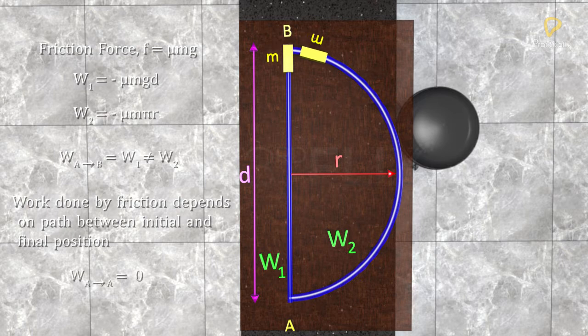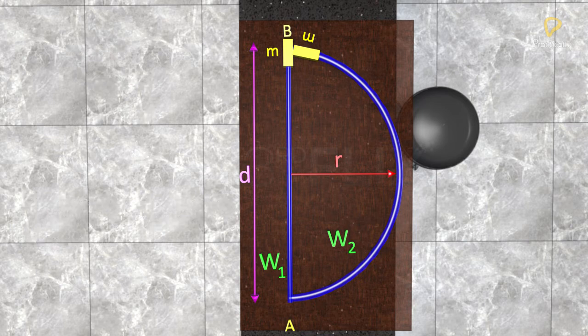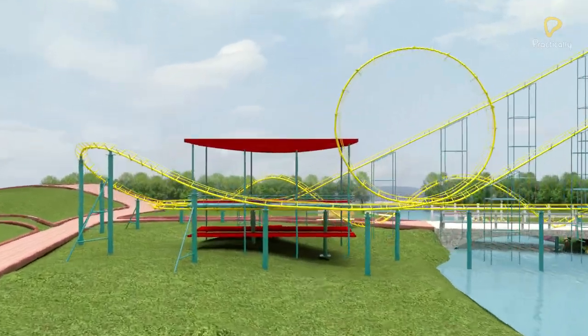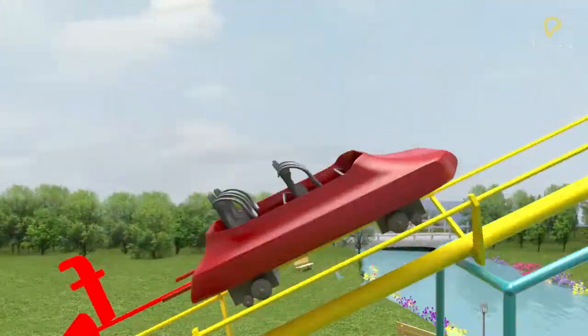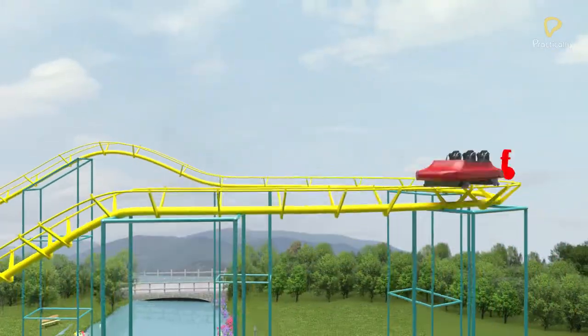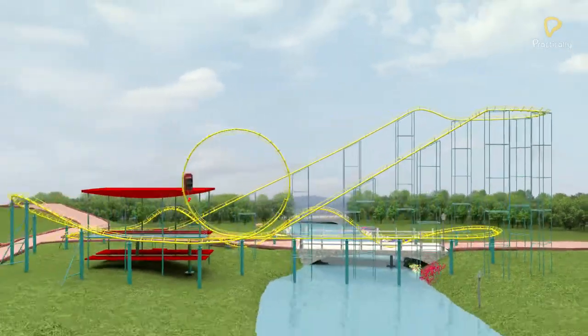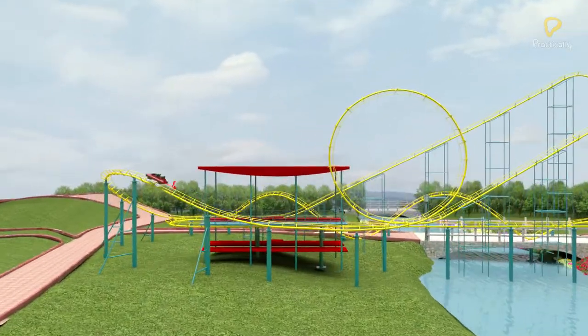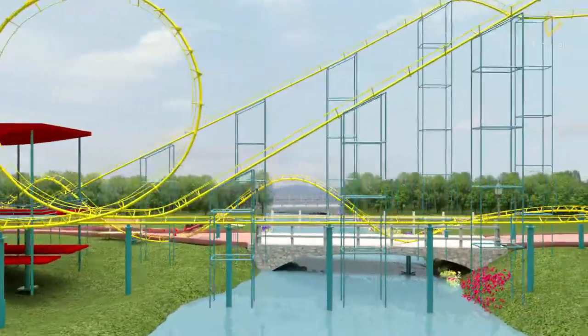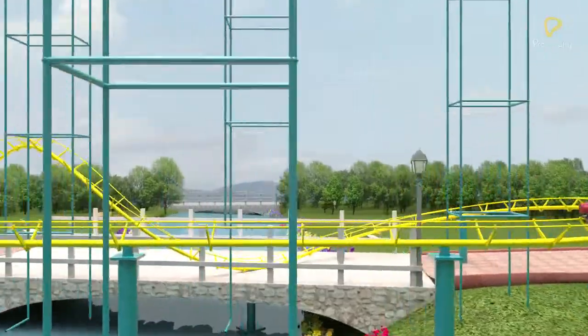Irrespective of the path taken to bring back the object to point A, total work done in the roundabout motion is not zero, as friction acts on the object throughout the path in a direction opposite to that of its motion. Such forces whose work done is not zero in a roundabout motion are called non-conservative forces. When non-conservative forces are at play, energy escapes the system, mostly in the form of heat.